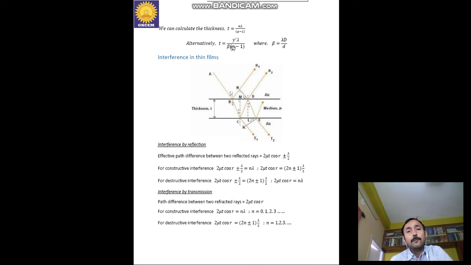So this is how, if we know the refractive index of the mica sheet or any transparent sheet, and the wavelength of light used, we can measure y dash from the telescope. Beta can be easily calculated as we know the wavelength of the light used, and capital D and small d can be measured. So you can find the value of T, the thickness of the mica sheet.